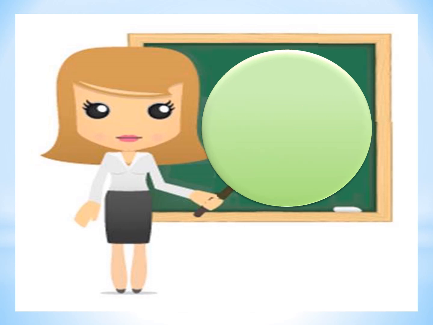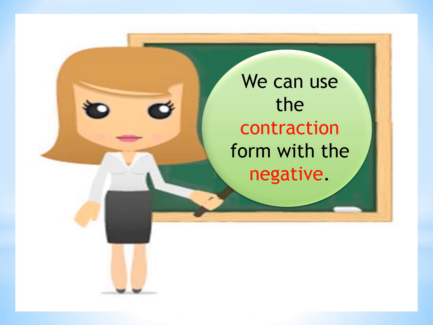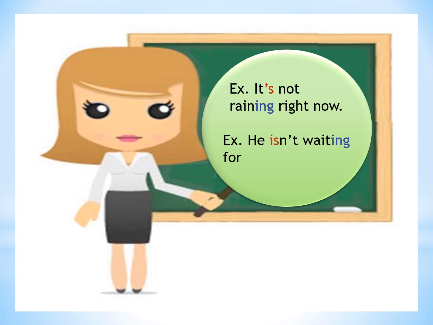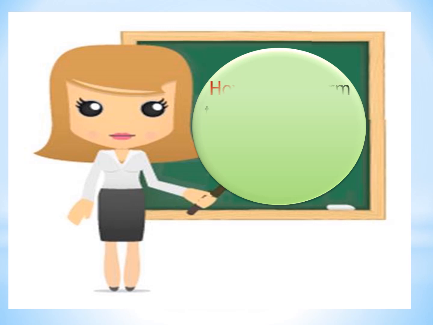We can use the contraction with the negative. For example, we can say it's not raining right now. As you can see here, we had is in the contraction form and not, and then we have raining in the present participle. Another example here is when we say he isn't waiting for me. Isn't is verb to be in the negative present, and waiting is the main verb in the present participle.